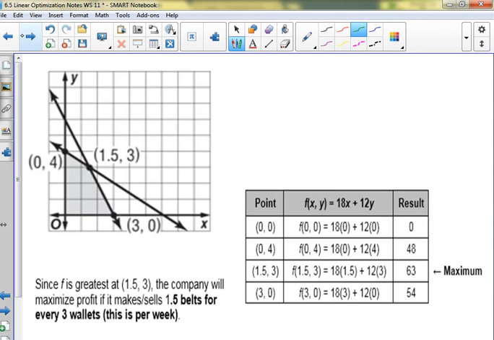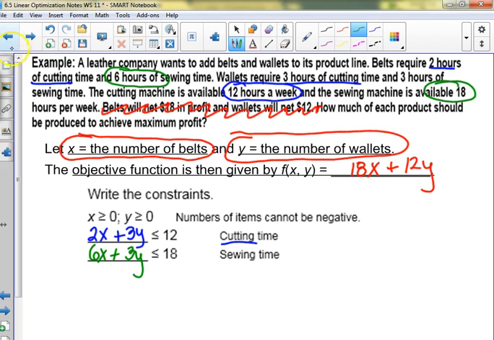It's all graphed for us. They even found the intersection point. How could we have found that intersection point? Guide me through that.